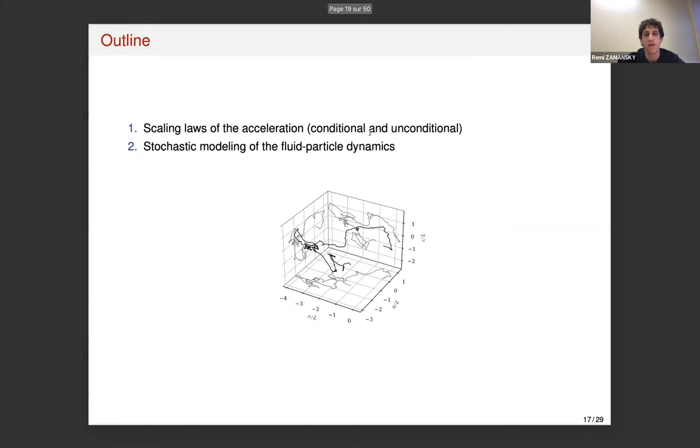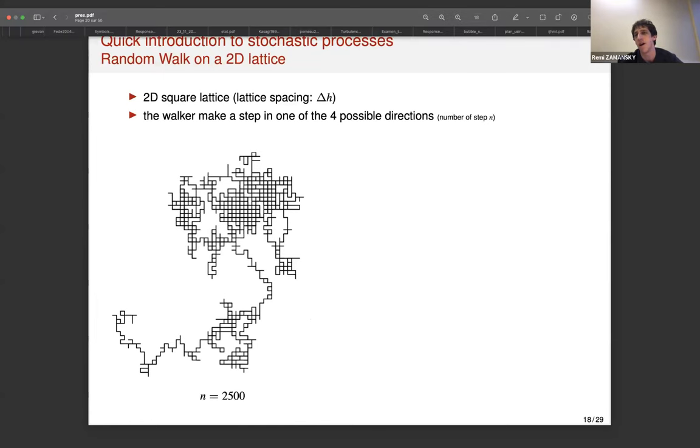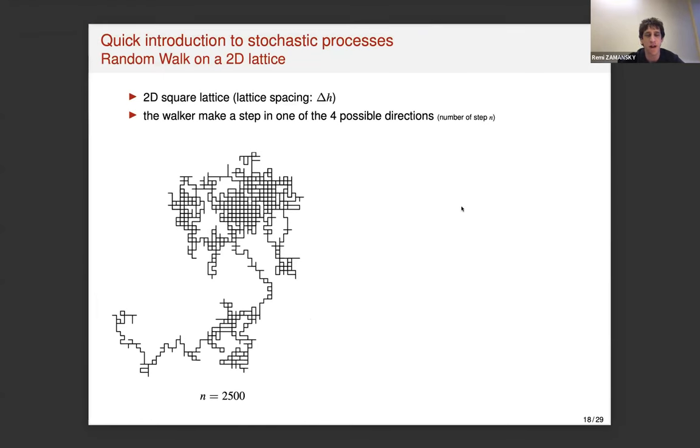And the idea now is to exploit that conditional statistics to build a stochastic model for the fluid particle dynamics. I'm not sure you are familiar with stochastic modeling, so I prepared a few slides, just a very crude introduction to stochastic calculus.